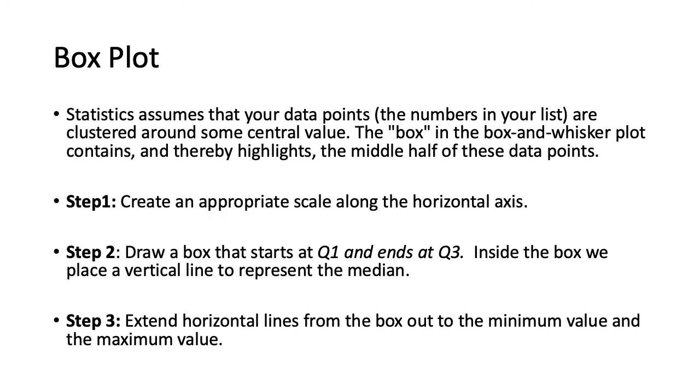So let's start with step 1. Step 1 is to create an appropriate scale along the horizontal axis. Step 2 is to draw a box that starts with Q1 and ends with Q3. Inside the box, we have a vertical line to represent the median. Then we extend horizontal lines from the box out to the minimum value and out to the maximum value if we don't have outliers. However, if we have outliers, the box plot may have different whisker points or endpoints.